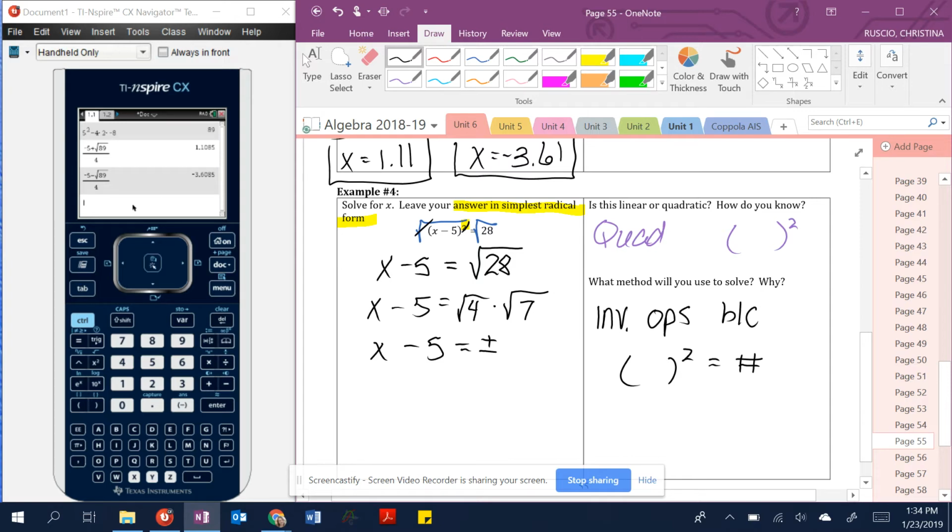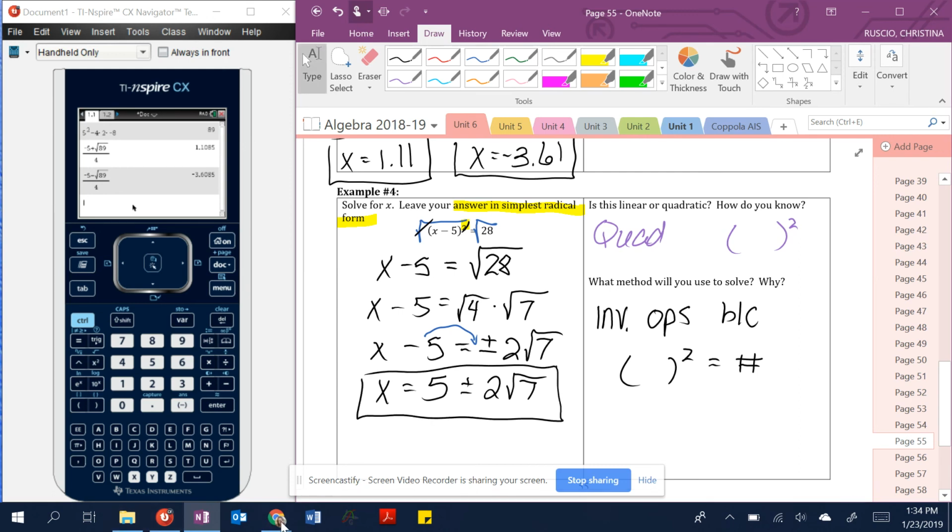I get all these songs from Mrs. Hayes. She really likes to sing, but I love these songs because when I sing it, I don't forget to put the plus or minus. And then another thing that I've learned from Mrs. Hayes is she just does this little arrow thing and plops that little dude right over there. So she's like, yo, x is equal to positive 5 plus or minus 2 square roots of 7. Mic drop. I'm going to stop talking now.